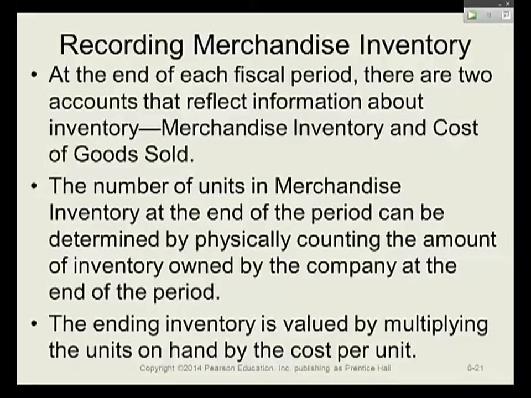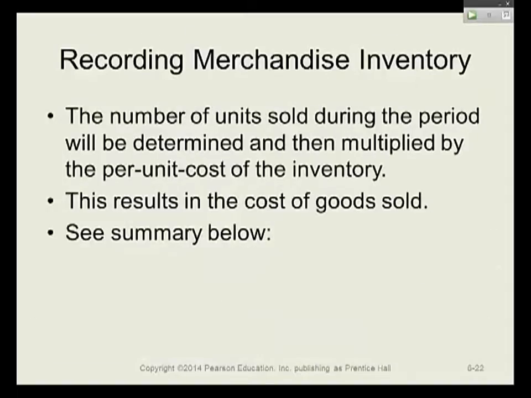Now, what we're going to do in this chapter is we're going to look at the computations of how we allocate, or what methods we could use to allocate the total cost and units available to the units and cost of ending inventory and the amount that is sold. Okay. Now, let me bring this back up on the screen for you.